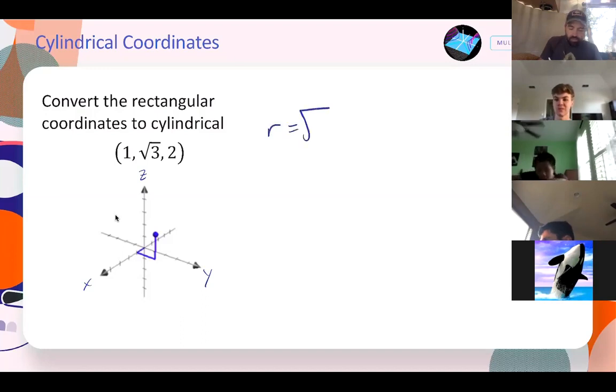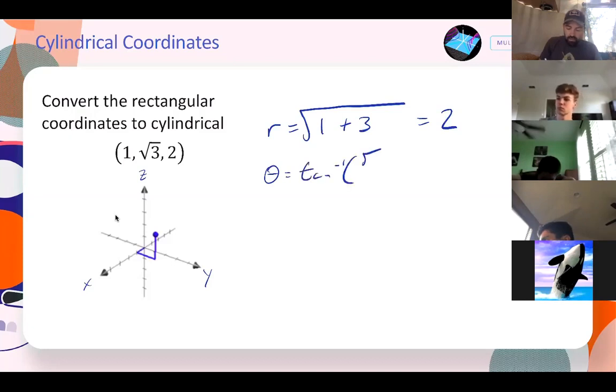We can get r by taking the square root of x squared plus y squared, so 1 plus 3, so that'll be 2. We can get theta by doing the inverse tangent of y over x, so root 3 over 1, which is going to be pi over 3. And then z again doesn't change. And so we come out 2 units, go around pi over 3 units, and then go up 2 units, and we get to the same location.